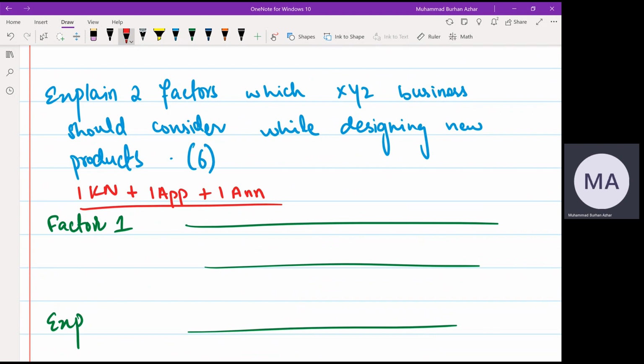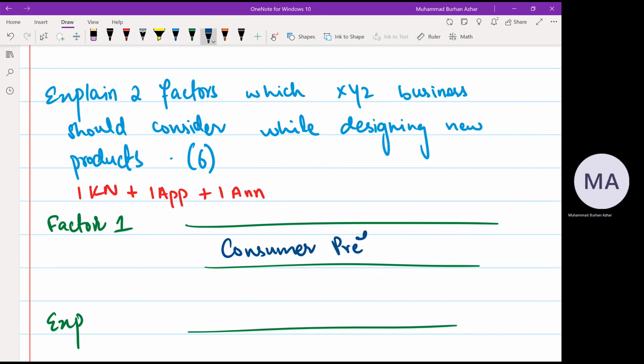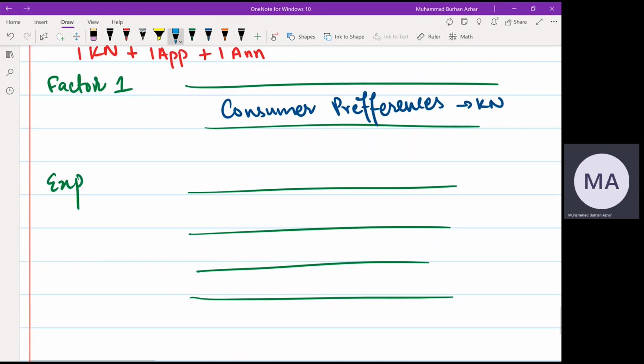So if I say कि one thing that they should consider while designing the product, let's say कि मैं यहाँ पे कहता हूँ consumer preferences, right? So consumer preferences, this gets me my knowledge mark. अब इसको आगे explain करना है, so I have to now achieve my application and analysis marks. So taking same the XYZ business is a shoe brand, ठीक है? So XYZ business while designing new shoes will have to consider कि what types of shoes या what sizes of shoes are required by the consumers of that business, ठीक है?